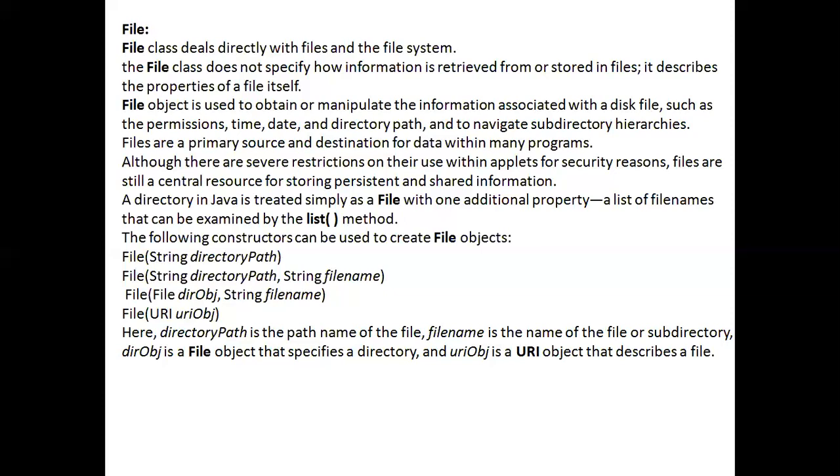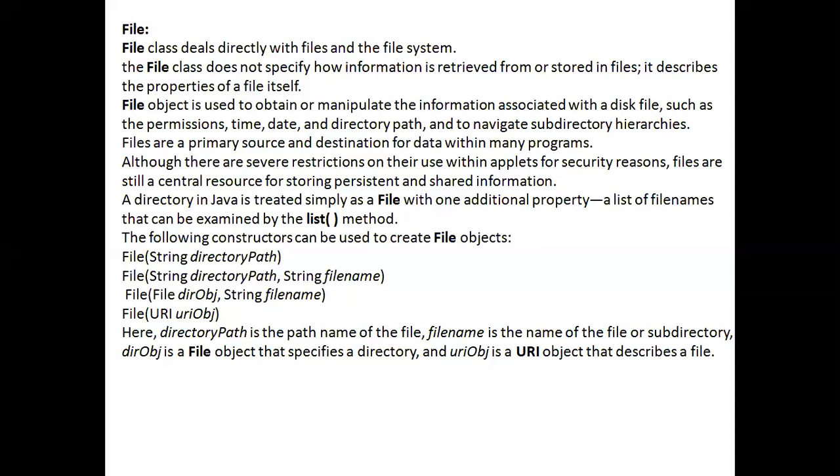Files are a primary source and destination for data within many programs. So files are a source and destination for data storing within many programs. You can write file programs in our Java program by using the File class. Although there are several severe restrictions on their usage within applets for security reasons, files are still a central resource for storing persistent and shared information.